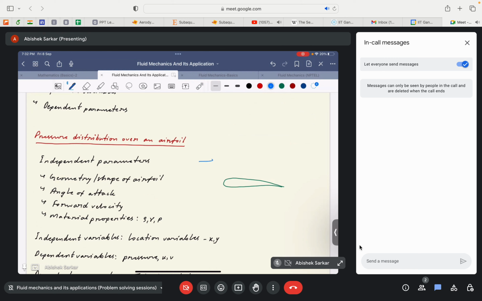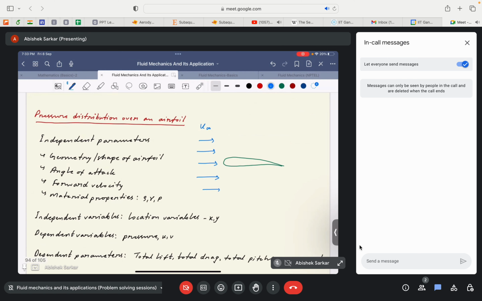I won't go into details, just to give you a visual understanding. These are taken as independent parameters because these are the parameters that can be tweaked or changed while doing such experiments. Specifically, in the case of flow over an airfoil, these are the parameters that can be changed. Material properties are not usually in our hand, but if we plan to choose a different fluid, then rho and nu, the kinematic viscosity, can be changed.